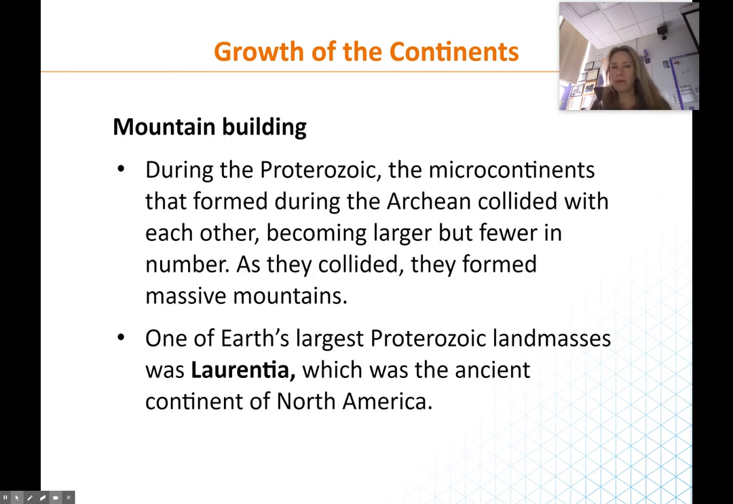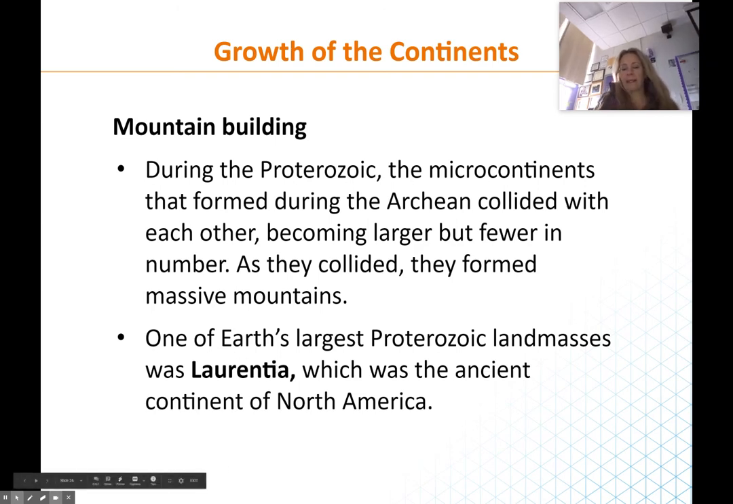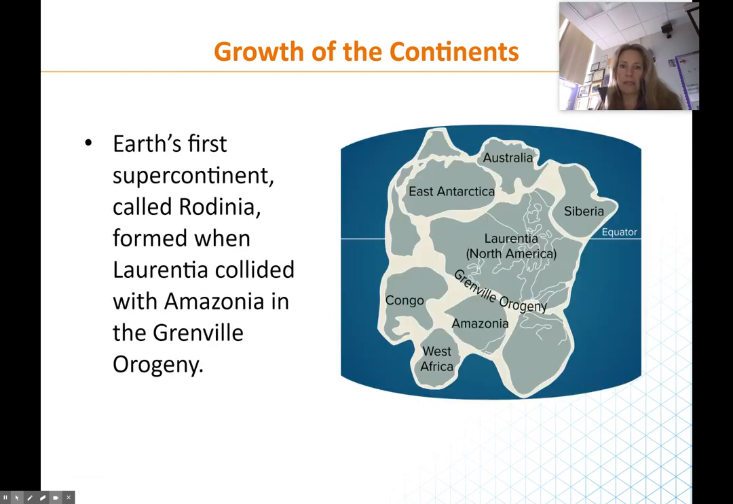And then there's more mountain building going on during the Proterozoic, and then things are breaking up and moving around. Like I mentioned before, Laurentia is our largest Proterozoic landmass, and most of ancient North America was made up of Laurentia. All right, so here's what Laurentia looks like. Here's North America kind of in the center. And then just to give you some reference, Siberia, Australia, East Antarctica, Congo, Amazonian, West Africa.